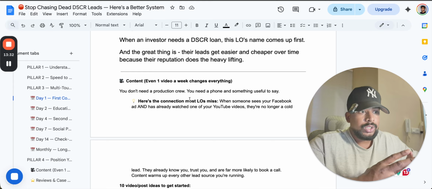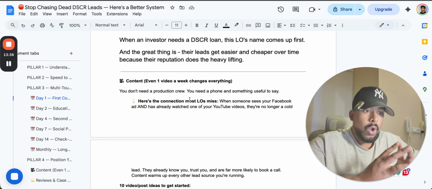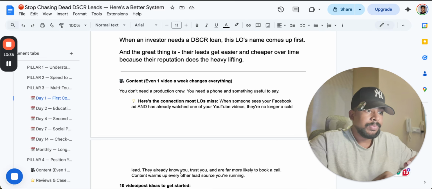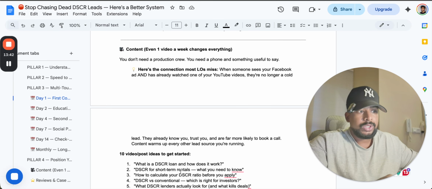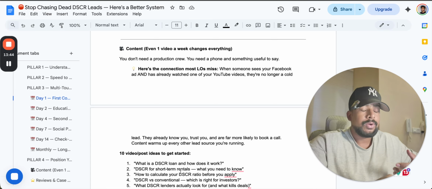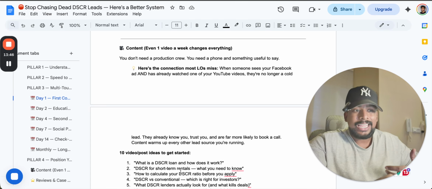And here's the connection most LOs miss. When someone sees you on Facebook and has already watched one of your YouTube videos, they are no longer a cold lead. They already know you, they trust you, and they are far more likely to book a call with you than anybody else, because content warms them up more than any other lead source.